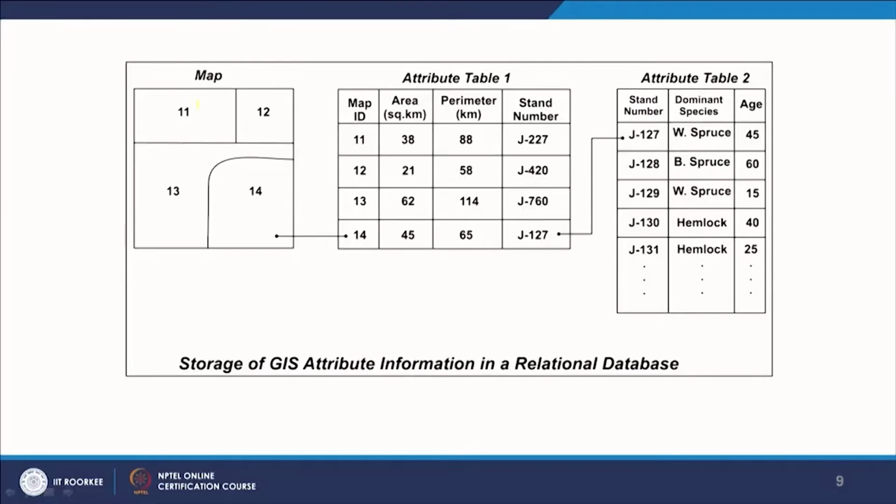If I want to link these two tables, then I have to have a common field which should be common in both the databases or both the tables. If that is there, and that common field also has the same identical characteristics, we will also see examples a little later. Then the relationship can be established.